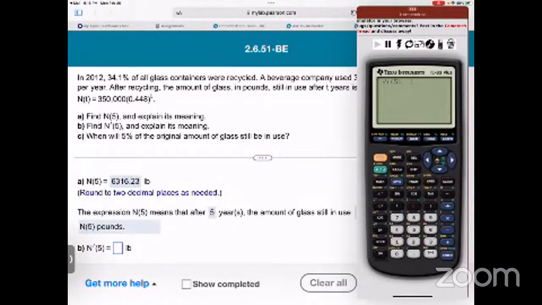Okay, so all we did for part A, we just typed in the original function, plugged in T is 5. That's what the calculator output. It says round to 2 decimal places, right? So you can see it there. Okay, so then for part B, it says find N prime of 5 and interpret this meaning, right? So they're asking us to take the derivative. So again, I think I could do it in my calculator, right?